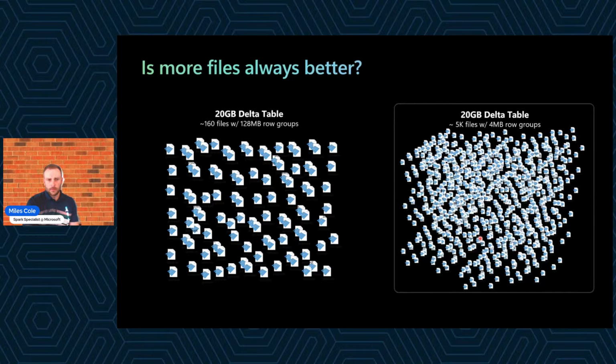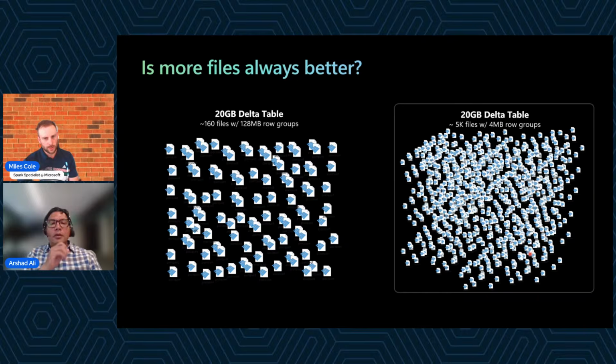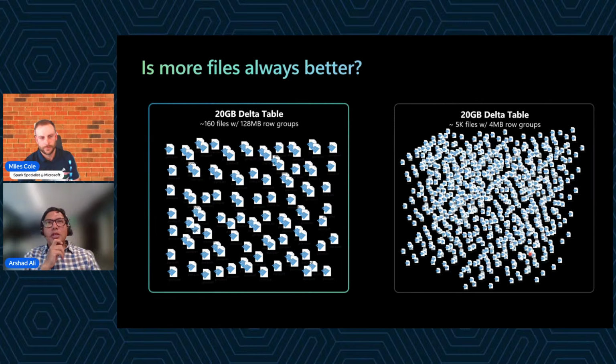So now, Arshad, question for you: is more files always better? In this scenario on the right, we've got 5,000 teeny tiny, unhealthily sized files. Is more files always better? Not exactly. It depends. If we have too many tiny files, that's not going to help. If we have only a few files of a very large size and we have a large cluster, we are not utilizing the full computing resources that we have.